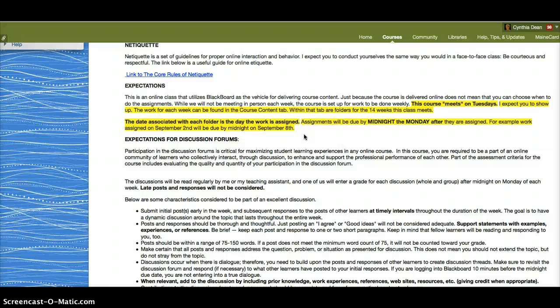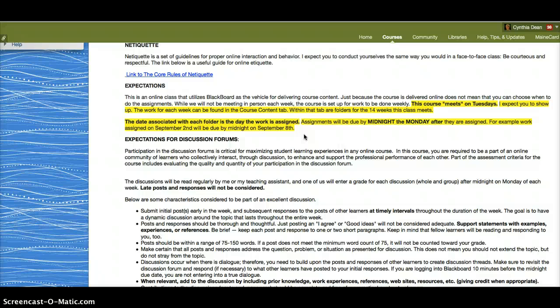Even though we don't meet in person, I assign a day that work is assigned, and a day is due. So there are parameters here. You can't just do this on your own time when you feel like it. So the course meets on Tuesday. So what that means is that every Tuesday, the course folder is up with the work for the week. For the readings, the videos you need to watch, supplemental readings, discussion forums, and then any work that's assigned that week, unless otherwise noted, is due the following Monday by midnight.